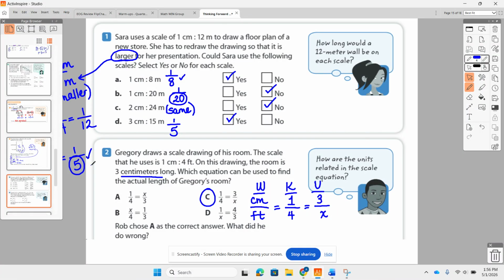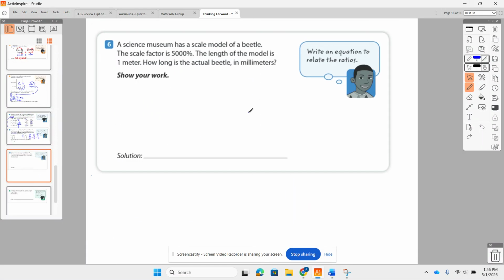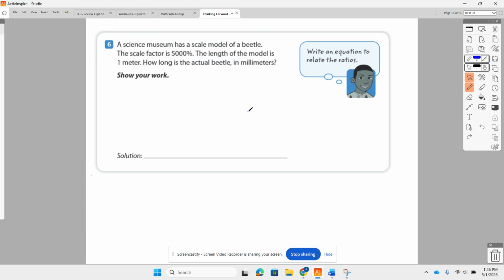All right, there's a couple of questions in between this, but I wanted to skip down to question number 6, the last one. So it's a little different and involves a percent. A science museum has a scale model of a beetle. The scale factor is 5,000%. The length of the model is 1 meter. How long is the actual beetle in millimeters?